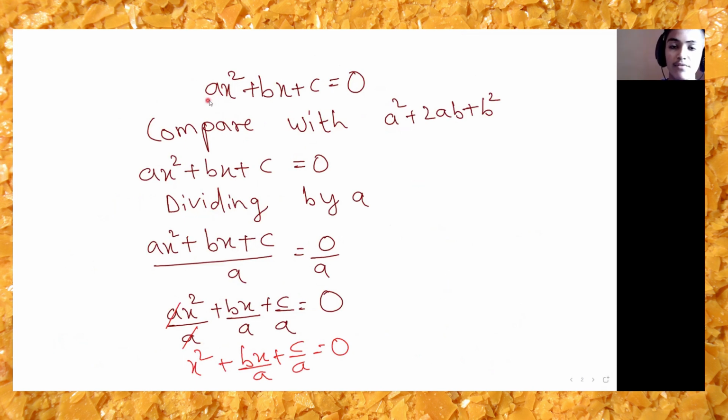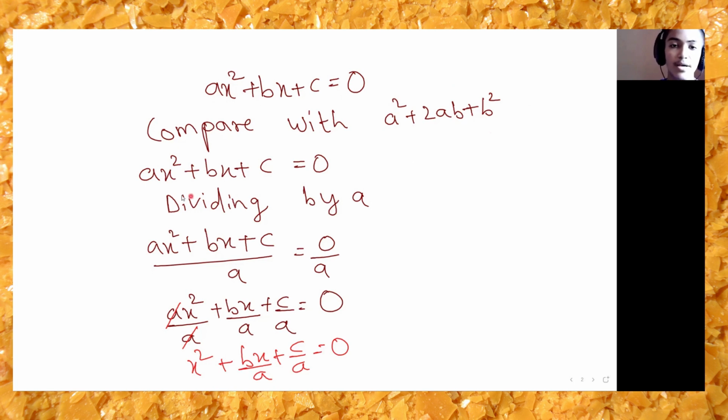Now we will derive the formula from the general form ax square plus bx plus c is equal to 0. Now we will solve this quadratic equation using completing square method. First, always throughout the solution of this problem, you should compare our equation with the form a square plus 2ab plus b square.